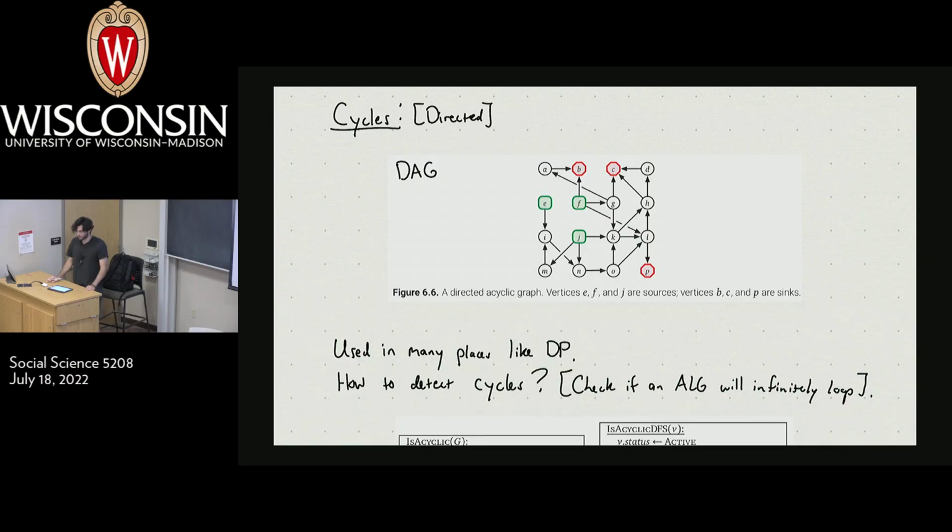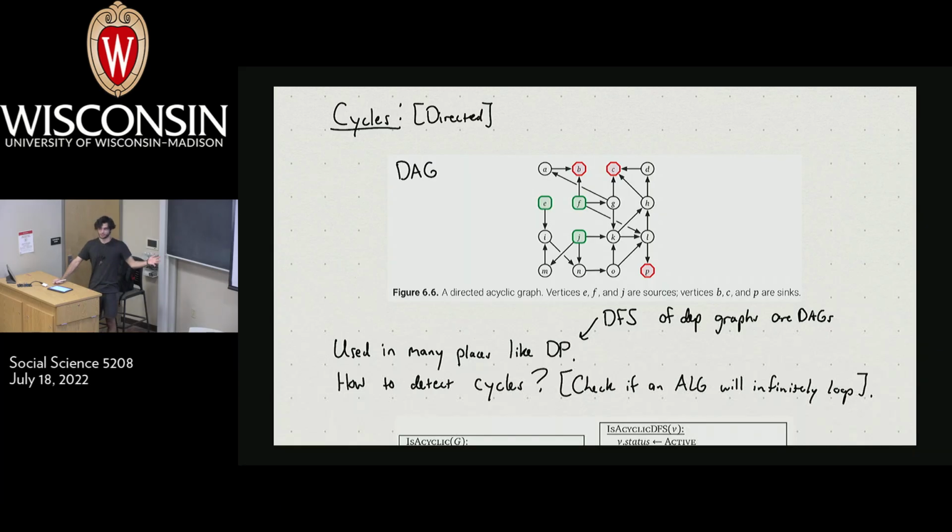And DAGs are used everywhere, such as in DP. If you remember, in DP what we're really doing are DFSs of dependency graphs, where the dependency graphs are DAGs. And remember, if the dependency graph is not a DAG, then you'll have an infinite loop. So that's why DAGs are important for DP. Every single DP algorithm is really a DFS over a dependency graph. So obviously we care about whether something is a DAG or not.